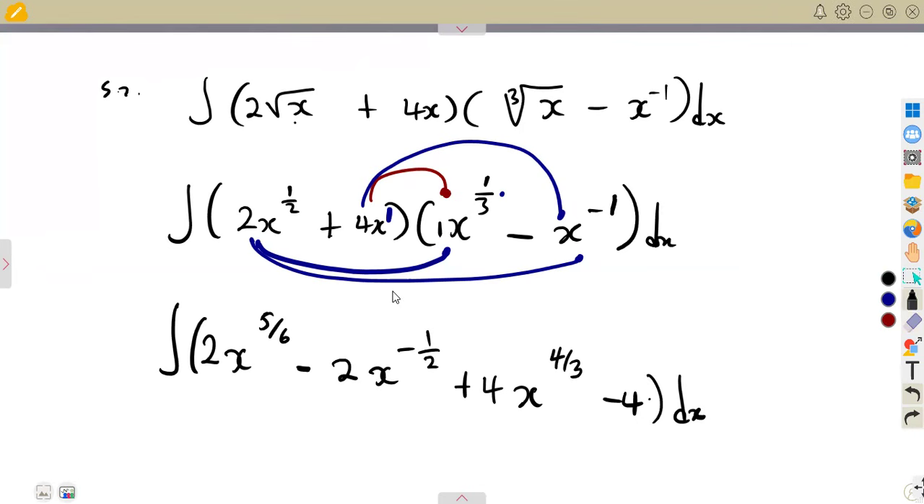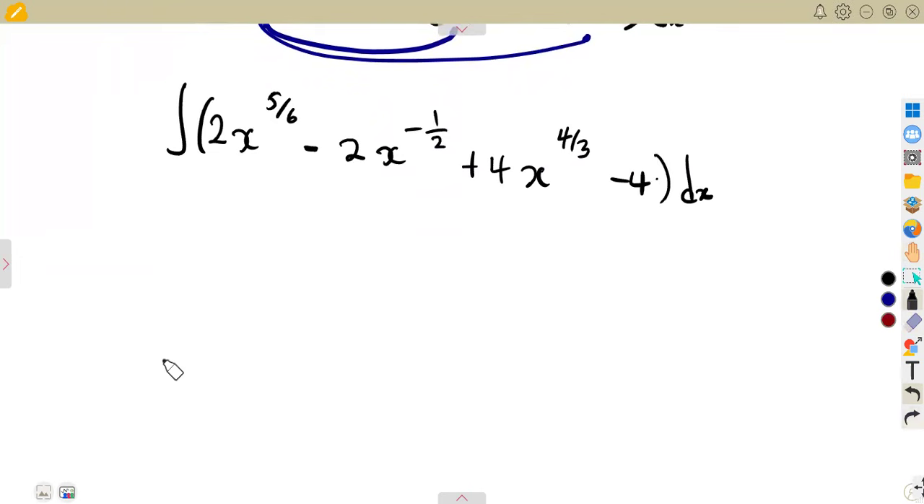Applying the laws of exponents, you are multiplying the bases, which are the same, so you add the exponents. Now we can integrate. So integrating 2x to the exponent of 5 over 6. Remember, the concept is that you're supposed to add to the exponent.